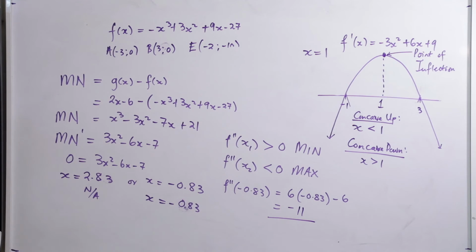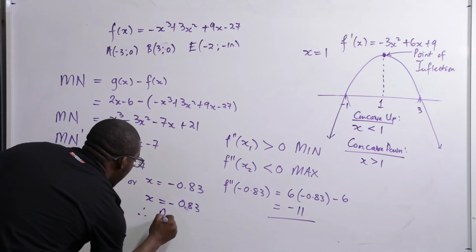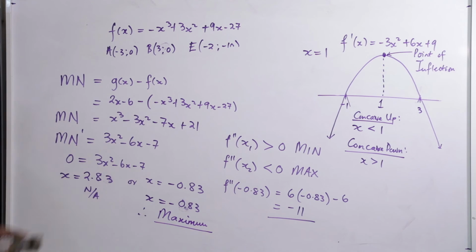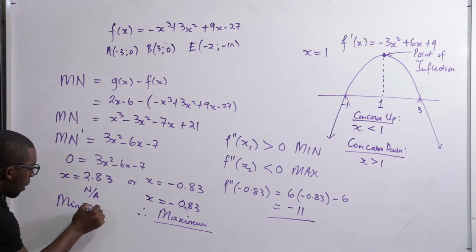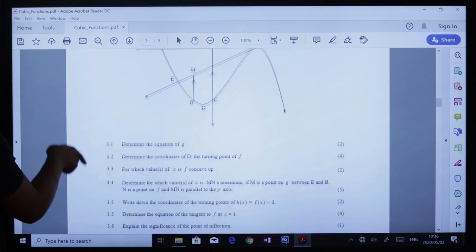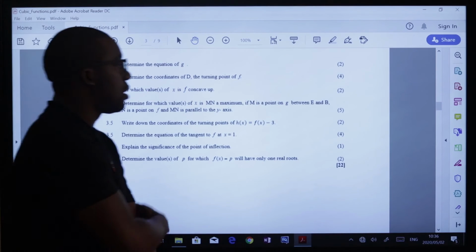Because I got a negative, that corresponds to a maximum. Therefore, this is at the maximum. And this one will be at a minimum. That's why we say it's not applicable. This one does not answer the question. 2.83 will not answer the question.